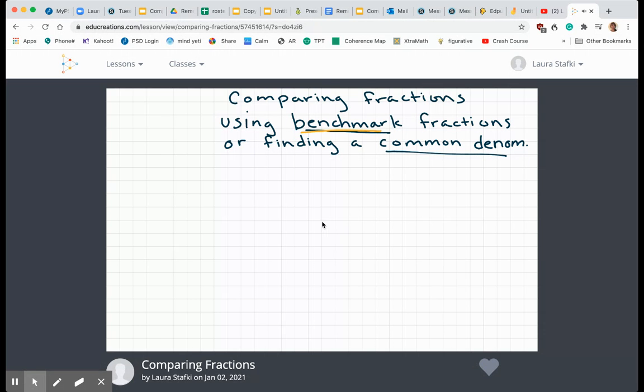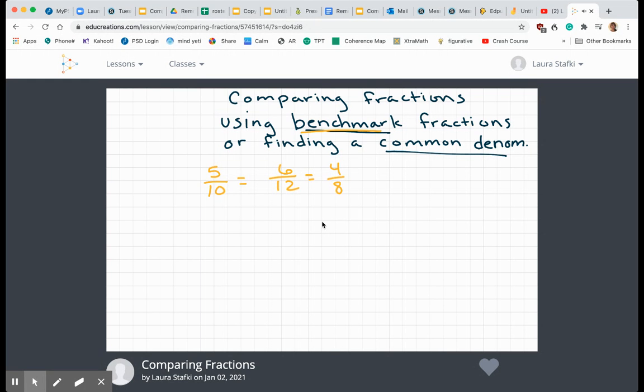that I like to use the most when I'm comparing fractions is half, because it's pretty easy to know that half of your denominator makes a fraction equivalent to half. Let's go like that. 4/8 is equivalent to half.